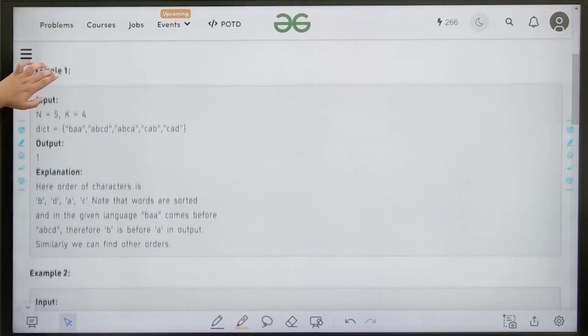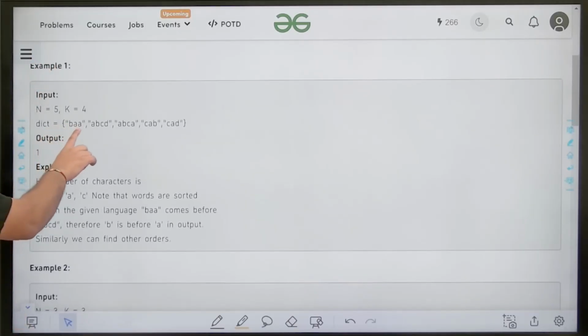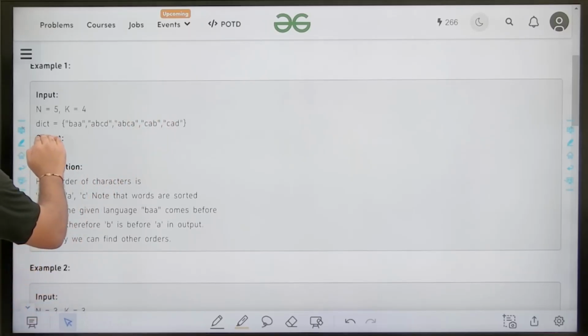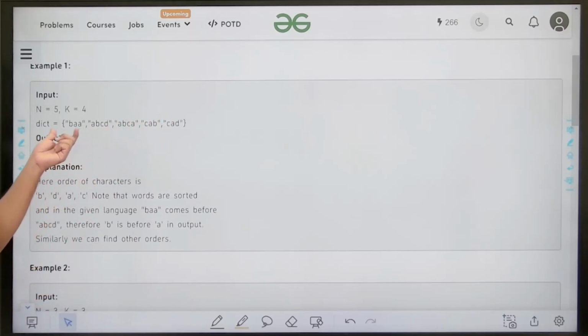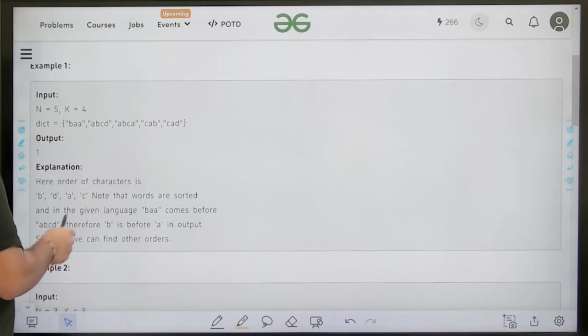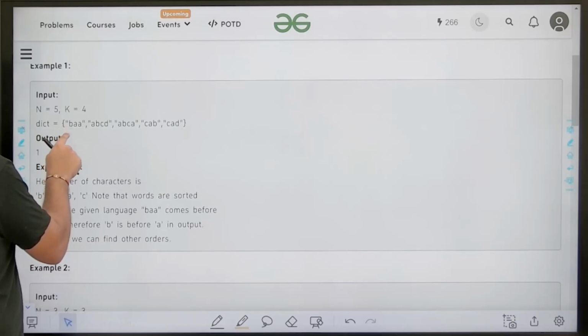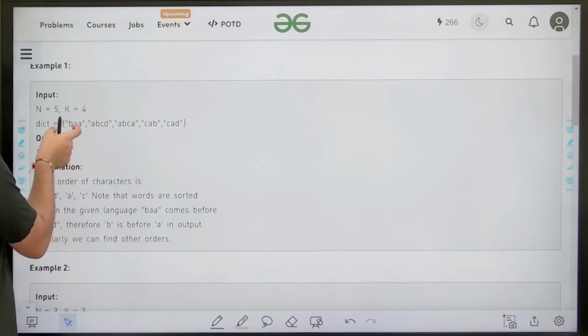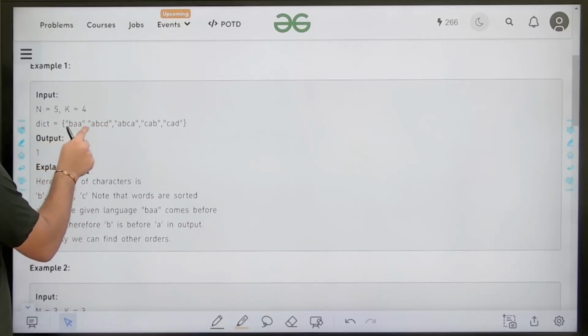So for example, here it is BAA, ABCD, ABCA, CAB and CAD. This is the sorted order of words. This comes first in the dictionary, this comes second, this comes third, this comes fourth and this comes fifth. Now if this is the order, there are four characters A, B, C and D. If this is the first word and this is the second word, can I say B comes before A in the alien dictionary? Because if A was smaller than B, then this should be here. But since the first word is BAA and the second one is ABCD, B should be before A.